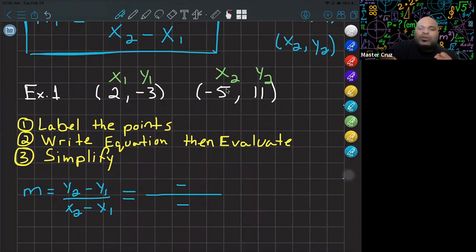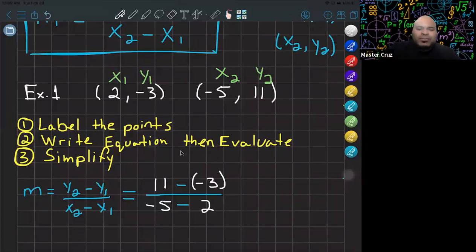So here we go. What's y2? Well, y2 is 11. So I'm just going to substitute 11 here. Minus, what's y1? y1 is negative 3. So because I wrote that minus, I know that I have to write a negative 3 in parentheses because I need a double minus now. Okay, because that negative 3 is different from this minus sign, which is also a negative, but they're two different signs. X2, so that's x2. This is negative 5. Okay, and then x1 is just 2, so I write down 2. And that is my equation evaluated.